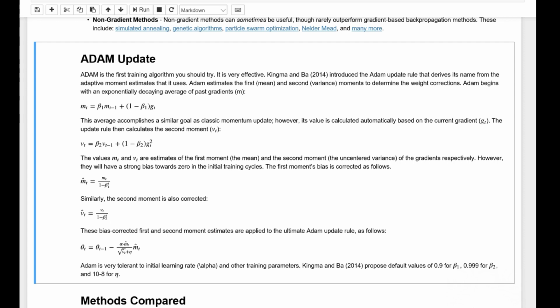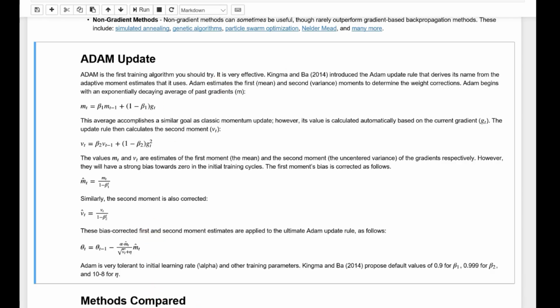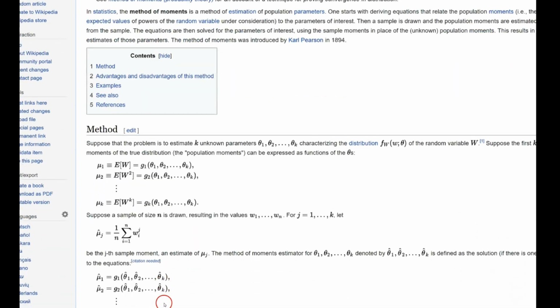The paper for this is given here at Cornell University, the arXiv. If you haven't dealt with arXiv before, that's the Greek letter chi, so arXiv. And moment estimation, method of moments that you see here, it's a way of estimating each of the moments of a distribution of values. So that's the mean, the variance, and so on.